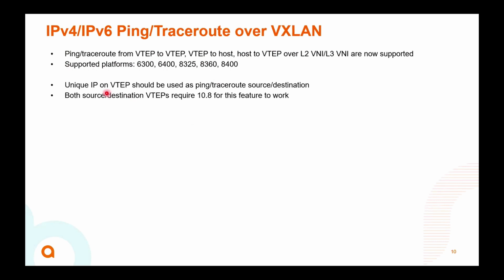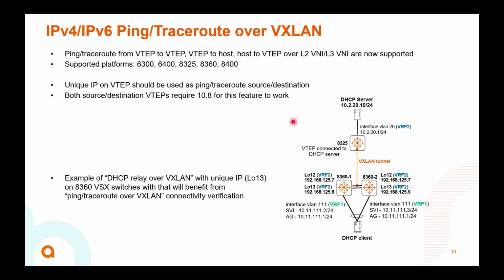And we really recommend a unique IP on your VTEP for your ping traceroute source and destination. Why? So we have a diagram here. For example, this is the default gateway, the .1. It exists on 100 switches, right? So it's an Anycast IP. If you try to ping to that destination, what exactly are you trying to reach? Because there are 100 of them. So you should really try to reach a unique IP as your destination in order to ensure that you're actually reaching the destination that you want to reach. So for this feature to work, both the source and destination VTEPs require 10.8.